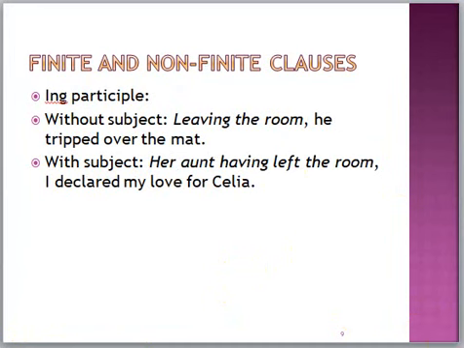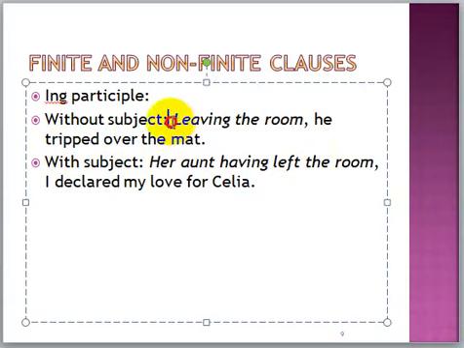The third type of non-finite clause is the -ing participle, which is the verb plus "ing", again without a subject and with a subject. Without a subject, for example, "leaving the room, he tripped over the mat." So we're after this one. We're not after the second one, because the second one is the main clause, and it must have a subject and a finite verb. Okay, we are after this.